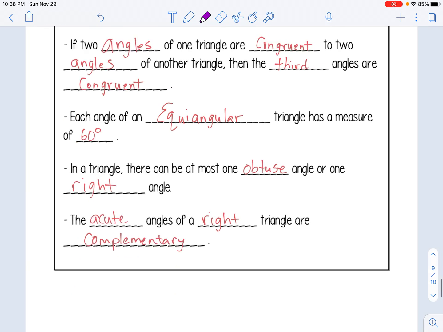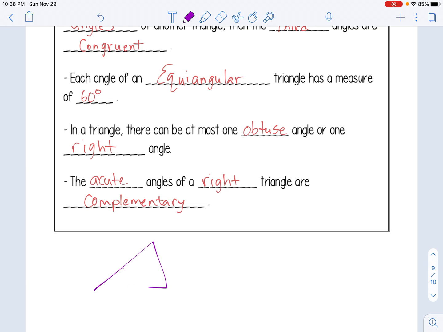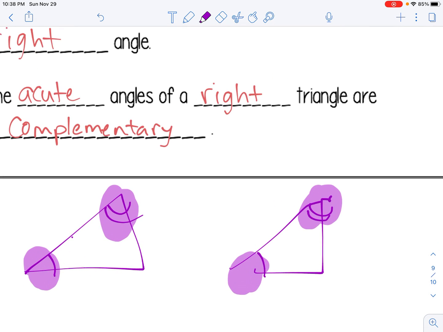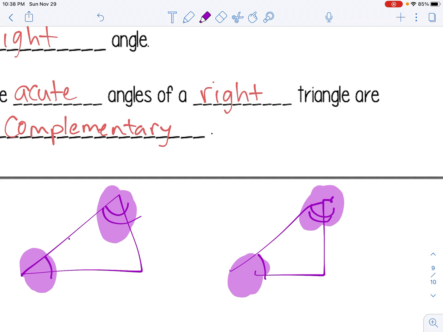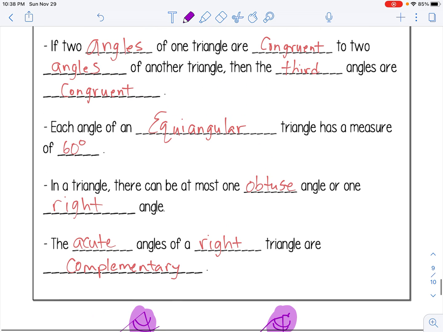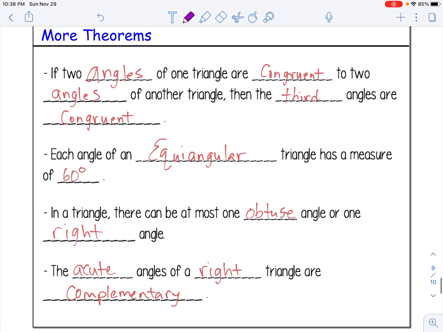The first one is saying if you know two angles. All right, so if I give you this saying, hey, I know that this pair of angles are the same and this pair of angles are the same. If I know that two pairs of one triangle are equal to two pairs of another triangle, then I know that this third angle right here is going to be equal too. So if two pairs of angles are the same, then the third angle has to be the same. And that's what this first one is saying. Two angles of one triangle are congruent to two angles of another triangle, so the third pair of angles are the same.